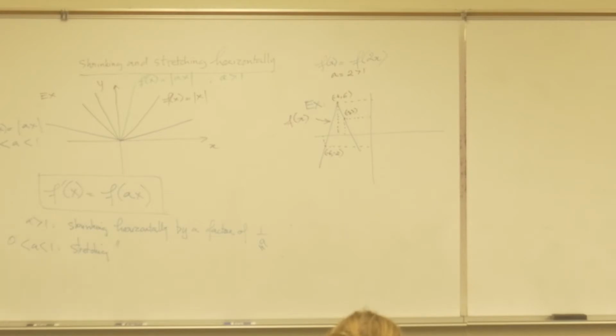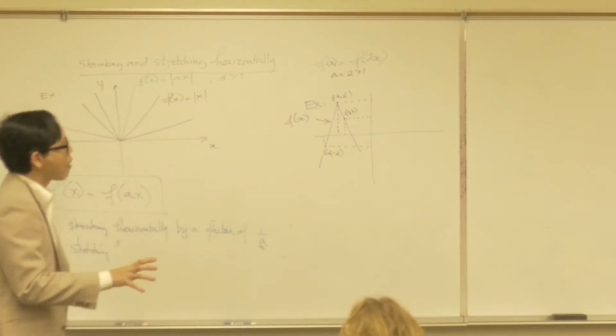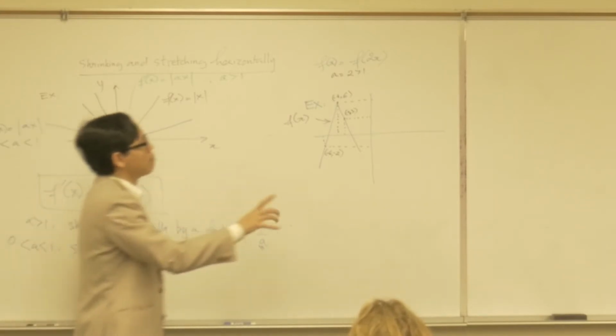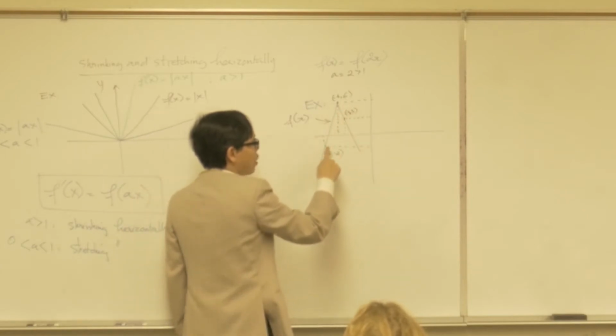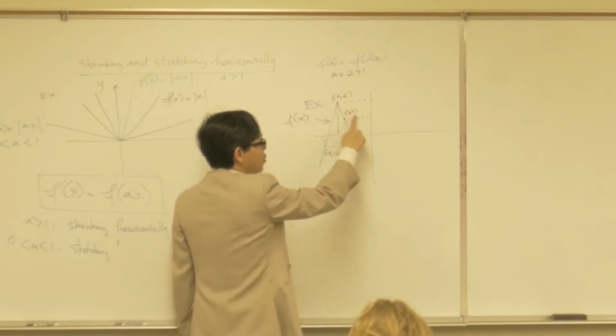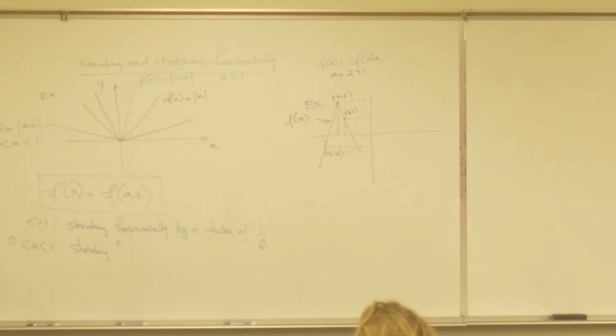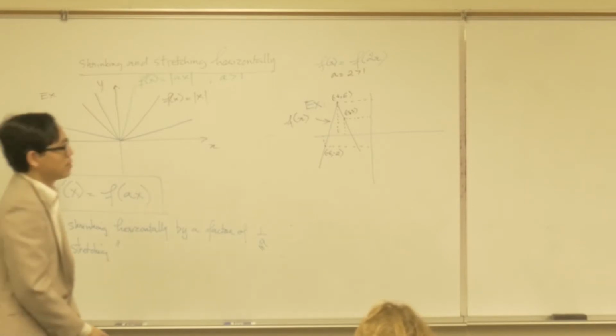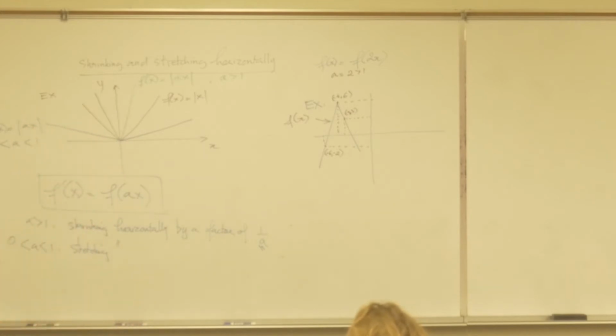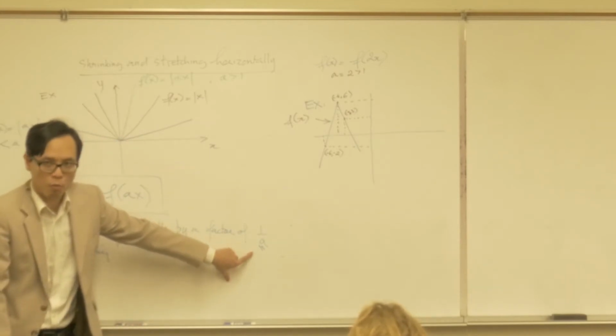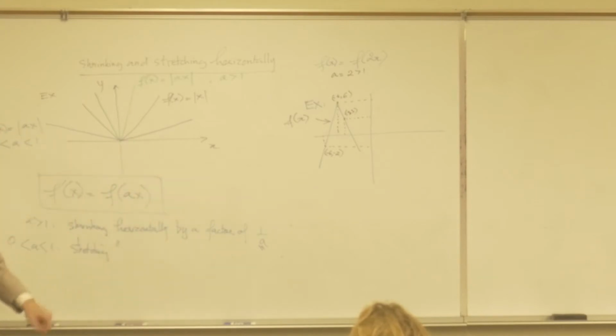When I say stretching horizontally, you're going to keep the y component of each point. So 6, 3, and negative 2 stay the same. You never change that. You're going to change the x component of each point. But how much do we change? We change it by the factor of 1 over a, and my a is 2.